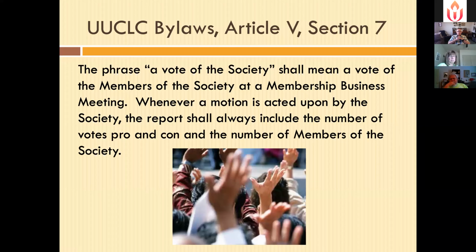Right now, the way this reads is that all motions at membership business meetings are a counted vote. And your example is a good one for a counted vote, but also passing the budget should be a counted vote, as should be all the election outcomes. So this one needs some work if we want to allow for more flexibility to the president and to the assembly in terms of how we vote on motions at our membership business meeting.